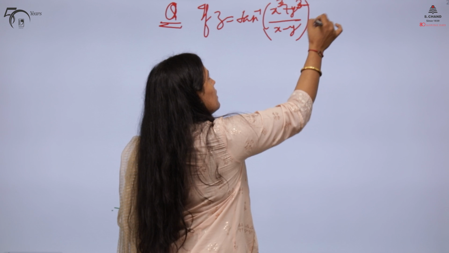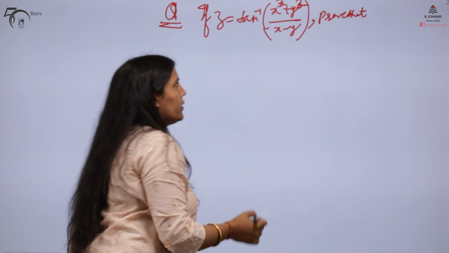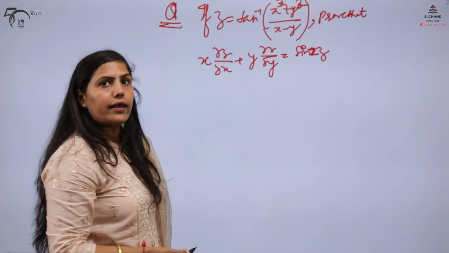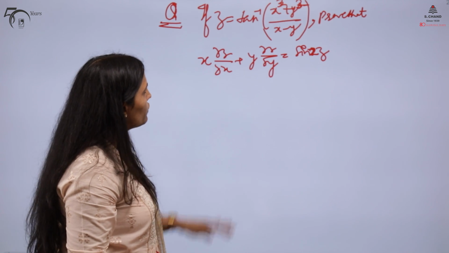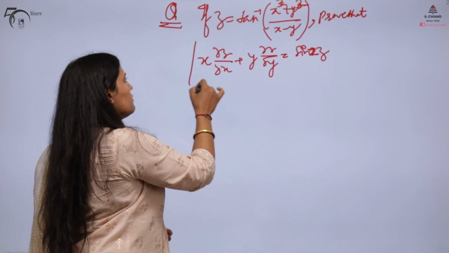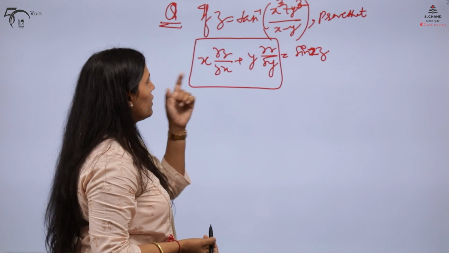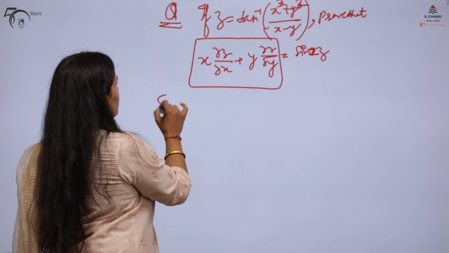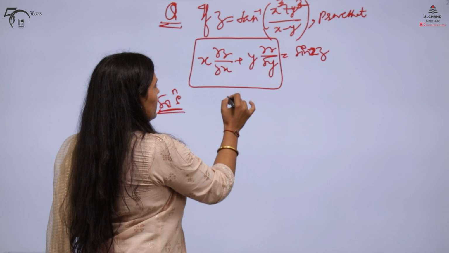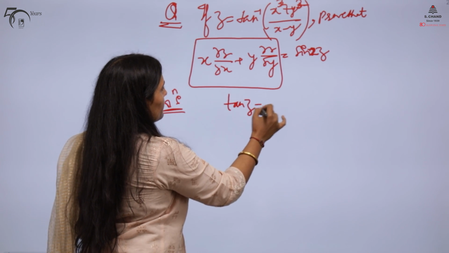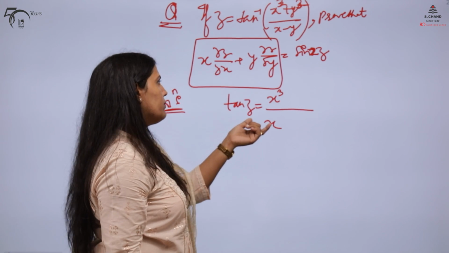So taking another problem, if z is tan inverse of x cube plus y cube upon x minus y, prove that this. So again you can see this expression is just the Euler expression, the left hand side. So again we will be using the same theorem. So for the solution, take tan z to this side, then x cube, you can skip the steps now because you have learned, we have done two questions now.